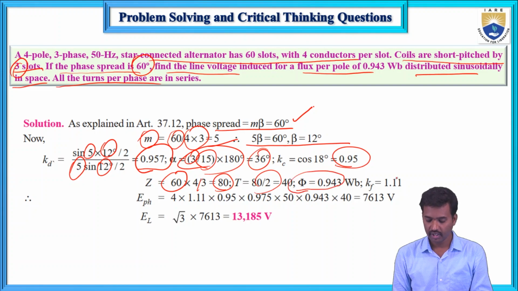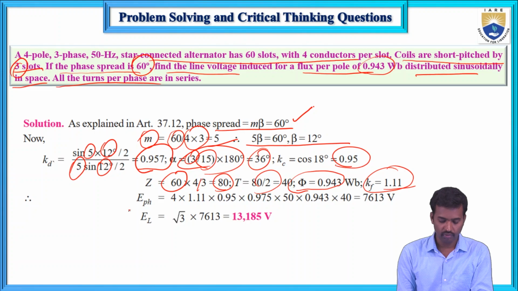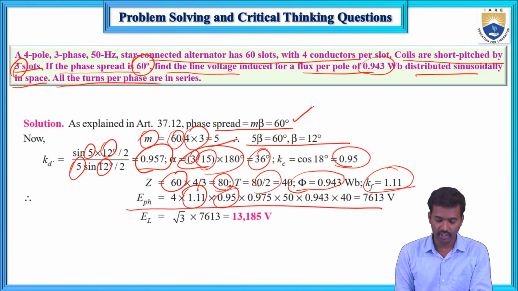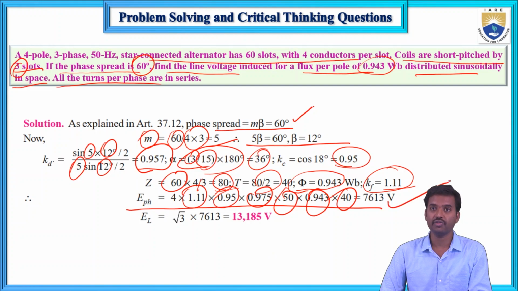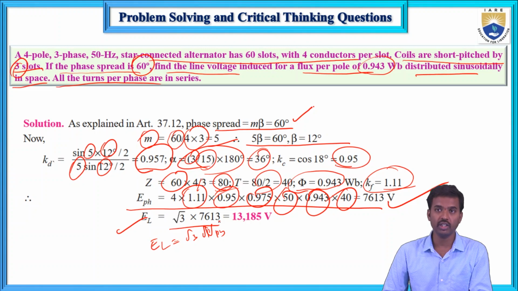So now this is the phase, and KF equals flux per pole, 0.04, and here KF equals 1.11. Here is the formula with KF, KC and KD, frequency, flux, and turns. The E phase voltage equals 7613 volts, and the line voltage is root 3 into V phase, 7613 into root 3, which equals 13185 volts.